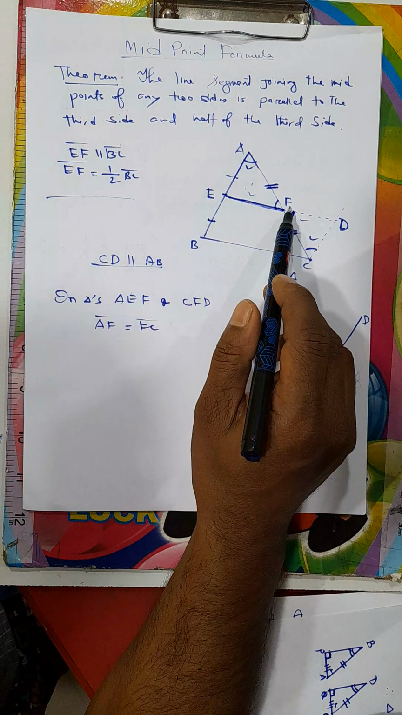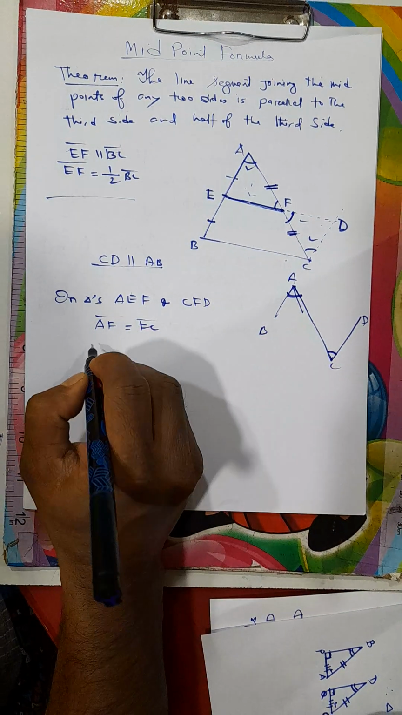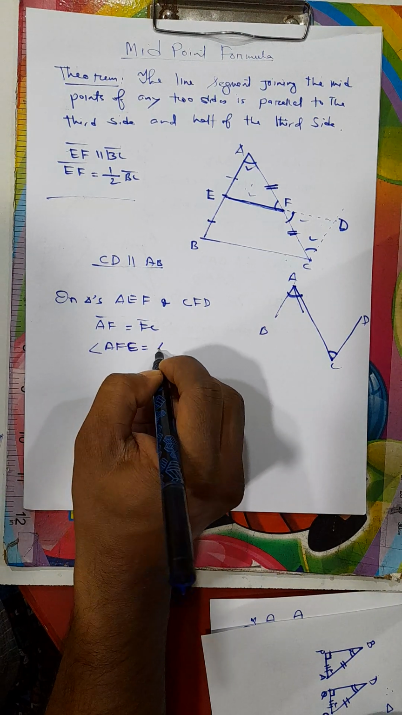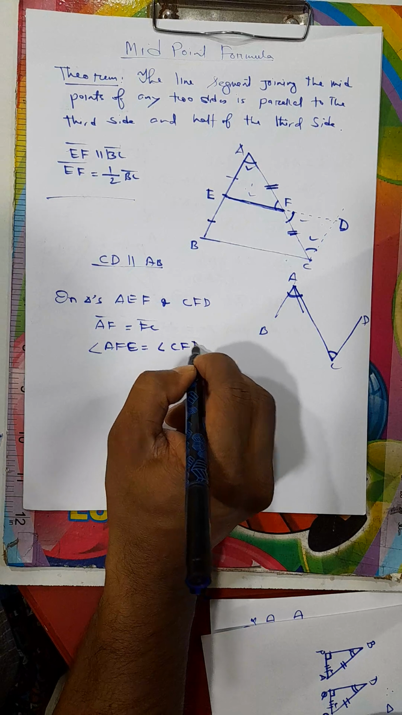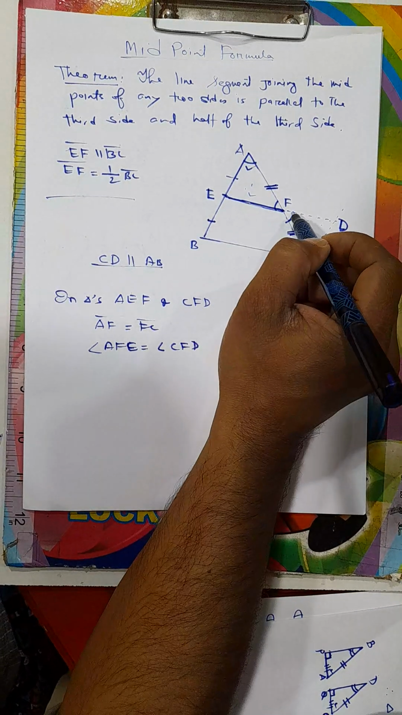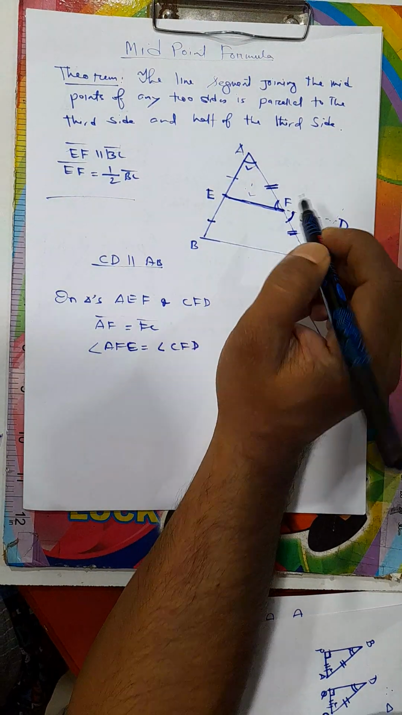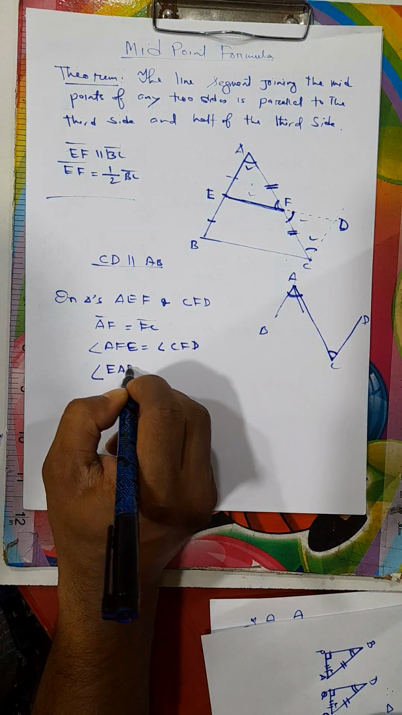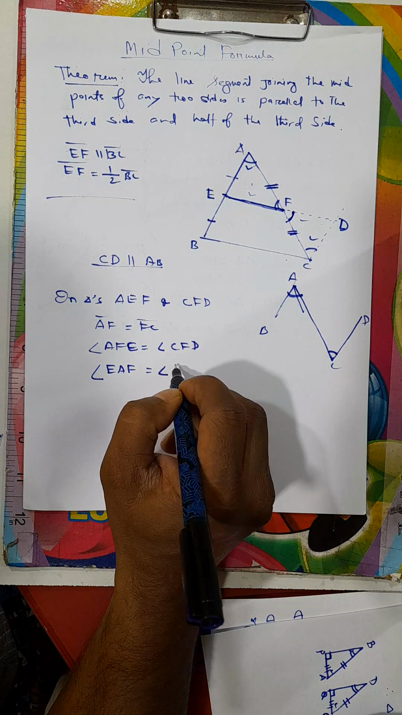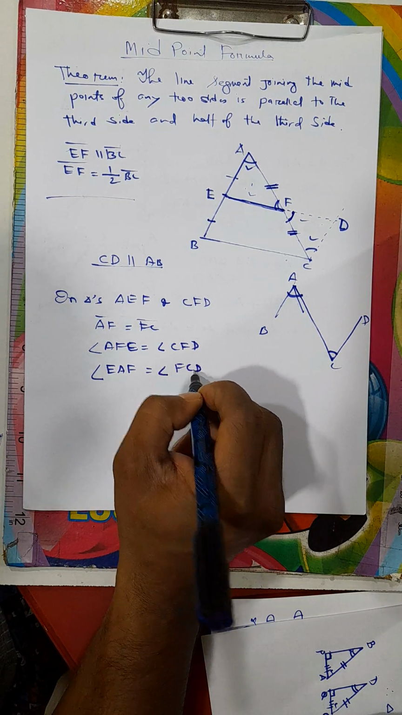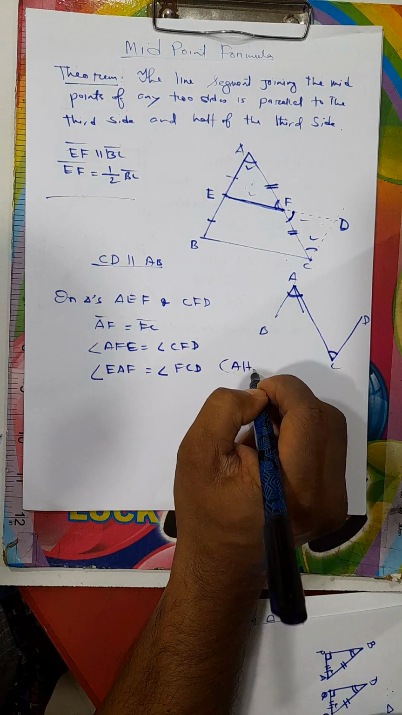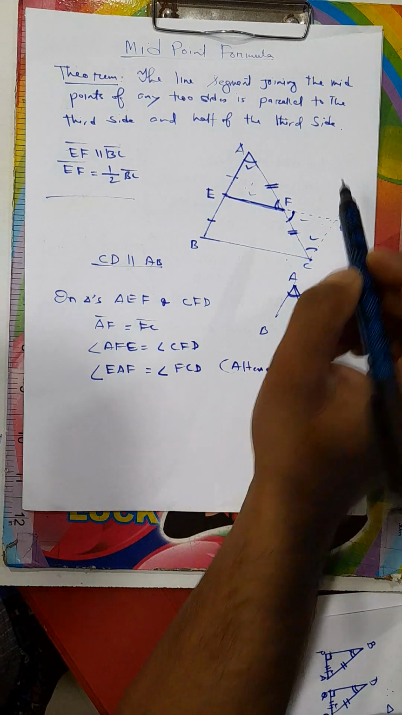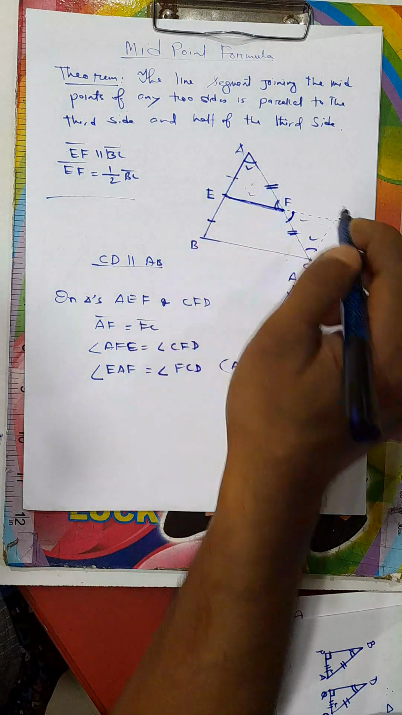Since F is the midpoint of AC, then angle AFE equal to angle CFD. They are vertically opposite angles. These two angles are vertically opposite. Then angle EAF equal to angle FCD. They are alternate angles. Right? So these two triangles are congruent.